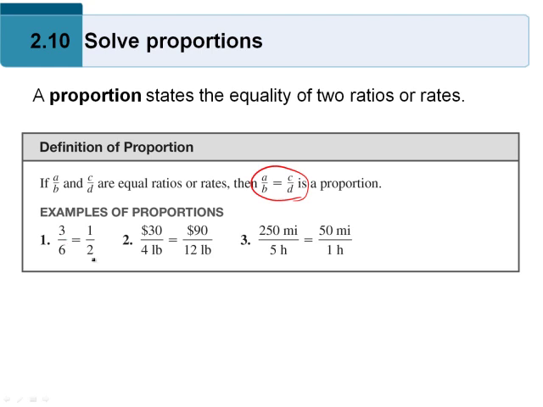3/6 equals 1/2. $30 over 4 pounds equals $90 over 12 pounds, and 250 miles to 5 hours is equal to 50 miles to 1 hour. Okay, so that's what a proportion is. It just shows that two ratios or rates are equal to each other.